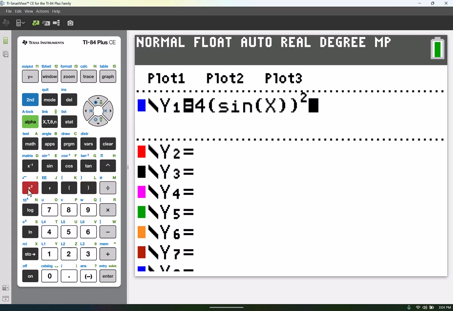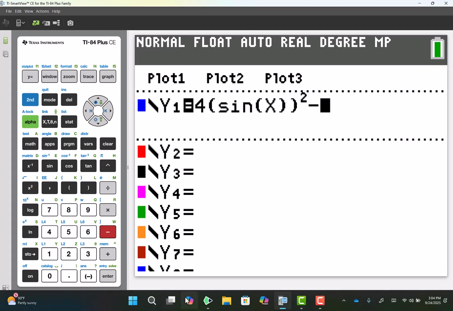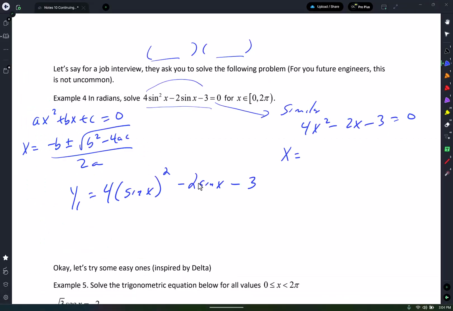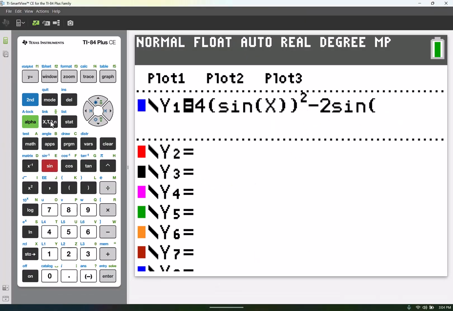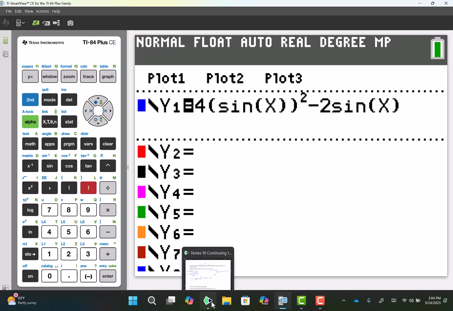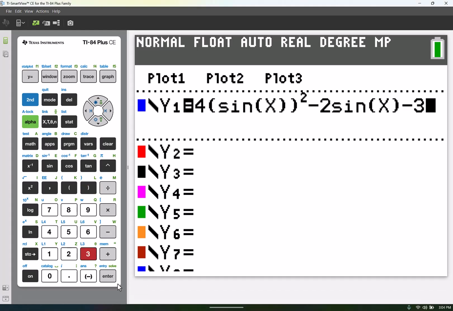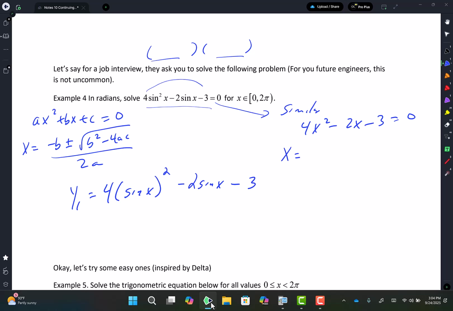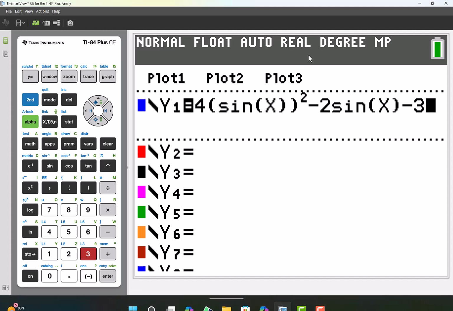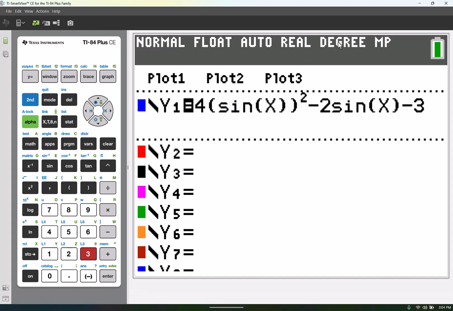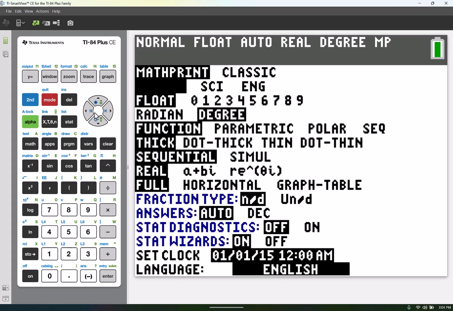Does everyone know what we just did there? Okay, that's how you say sine squared. Minus, and you don't have to put a parenthesis on this one unless you really want to. 2 sine x, close, and then minus 3. Now I just noticed my calculator is in degree mode, not radians. This is why I don't like toggling between degrees and radians on exams. I need to have my calculator in radian mode, so click on mode and go to radian.